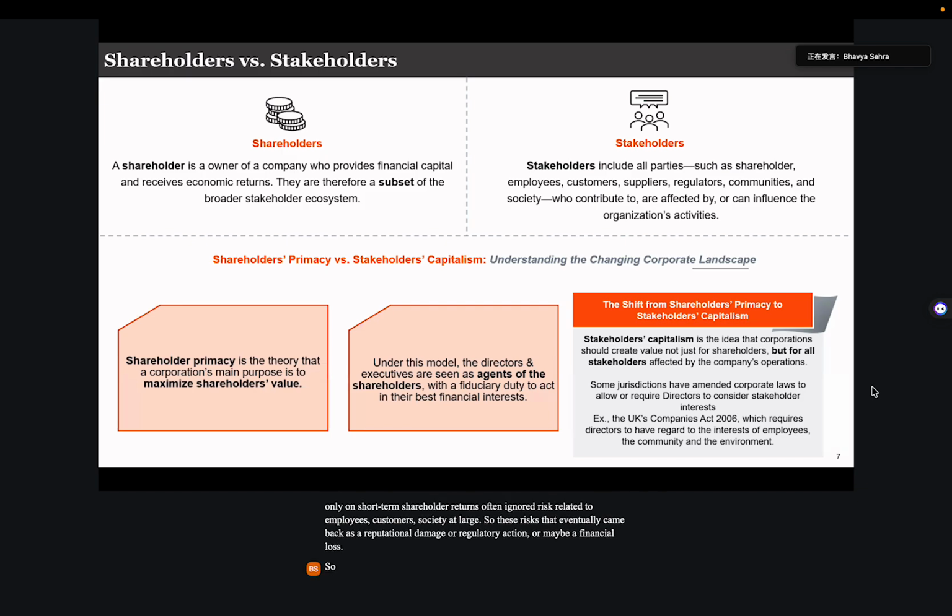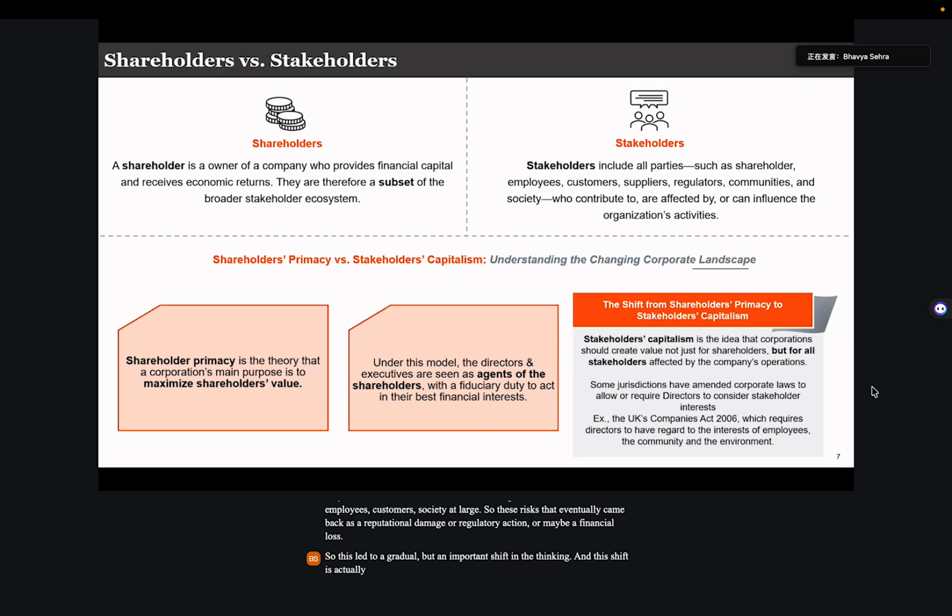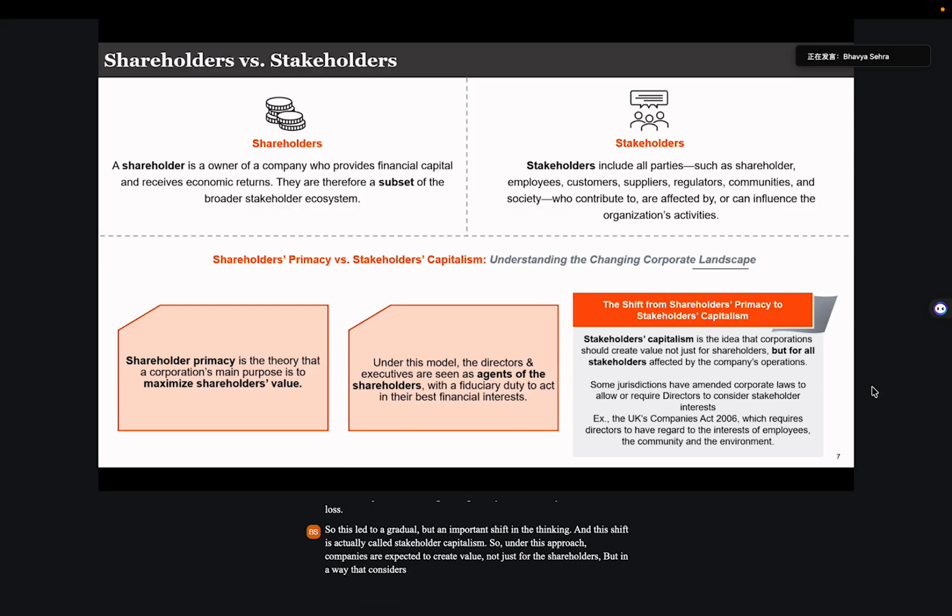This led to a gradual but important shift in thinking, and this shift is called stakeholder capitalism. Under this approach, companies are expected to create value not just for the shareholders, but in a way that considers the broader ecosystem they operate in. Importantly, this does not dilute shareholders' value. In fact, the idea is that long-term shareholder value is better protected when companies responsibly manage stakeholders' interests.